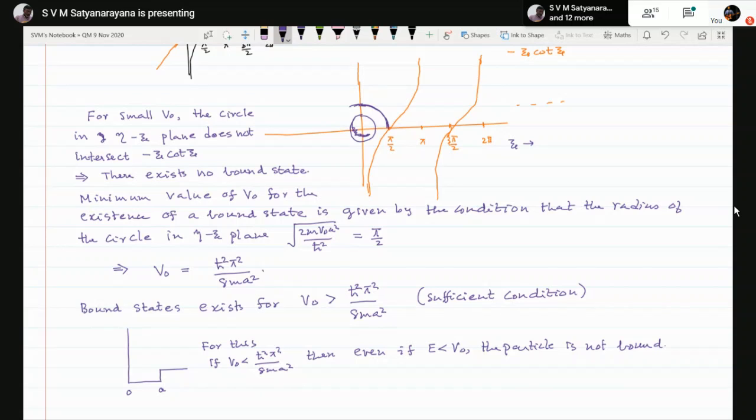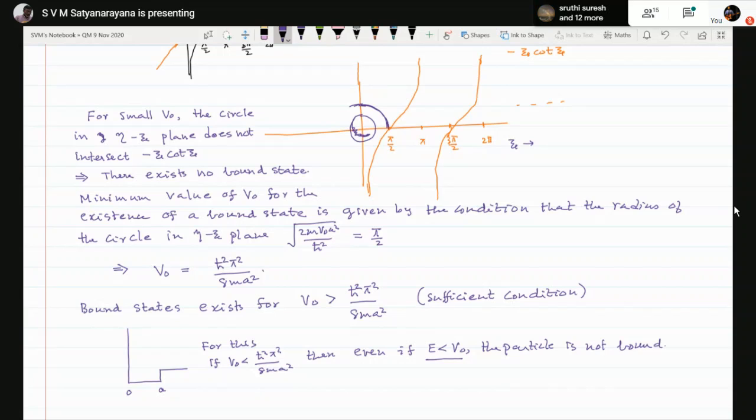Okay, so this is necessary, but it's not sufficient, because if V naught is less than that, then even if this is so, it is not a bound state. But you should have this condition. V naught should be above this, and then E should be less than V naught, then there exists a bound state. So this is what we have.